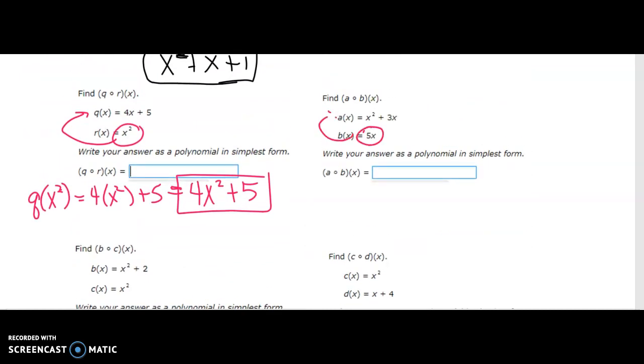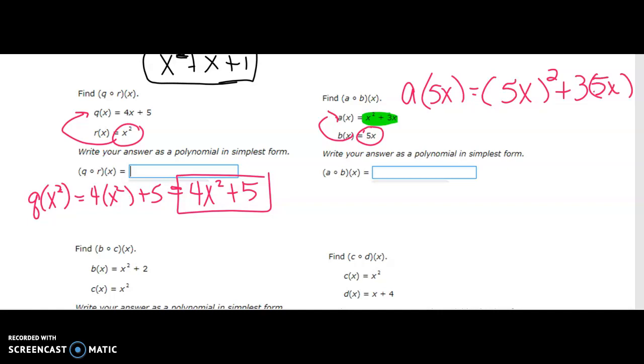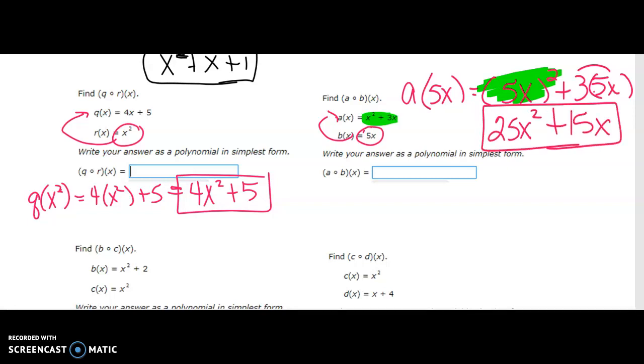We're going to put this into this. So on a of 5x, there are two x's there. So x squared plus 3x. What's going to go inside that? 5x. So we have to square them. Well, square the first one, right? So 5x times 5x. 5 times 5 is 25. X times x is x squared. Then we have to multiply that and get 15x. These are not like terms, so you are finished there.